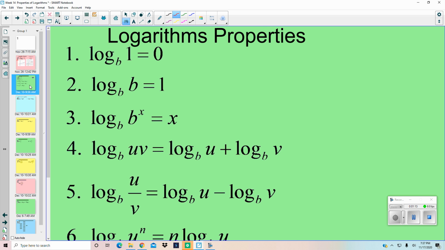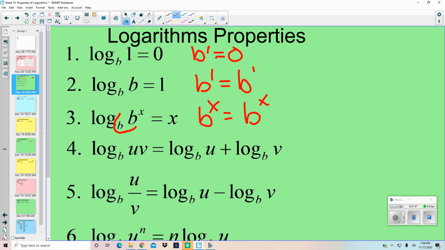All right, so here are the properties. Log base b of 1 equals 0. If I put that in exponential form, it would be b to the zero power equals 1, which is right. Log base b of b is 1. So this would mean b to the 1 equals b. Well, that's also true. So b equals b. b to the x equals b to the x shows you that the log base b of b to the x is just going to be x. Anytime these two parts are the same in the logarithm, then the answer is going to be whatever that power is.